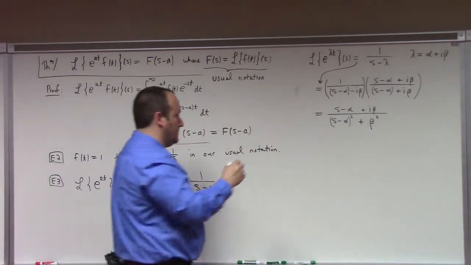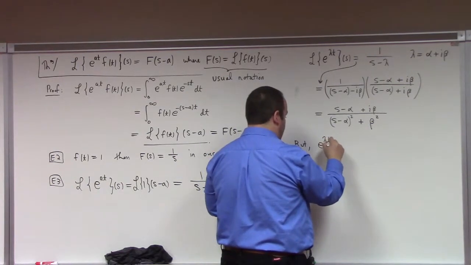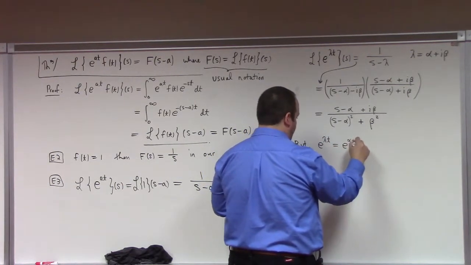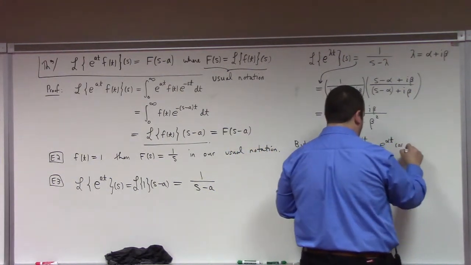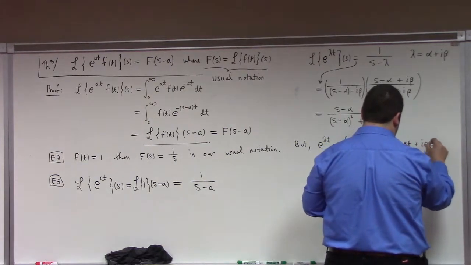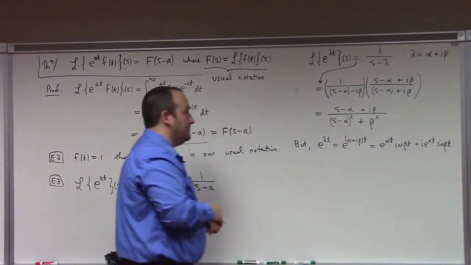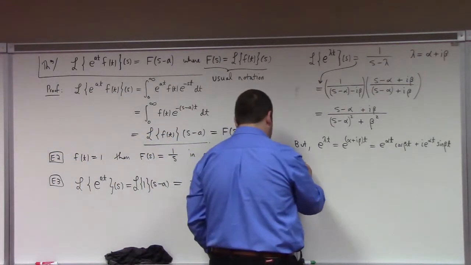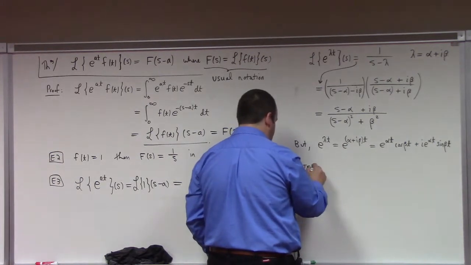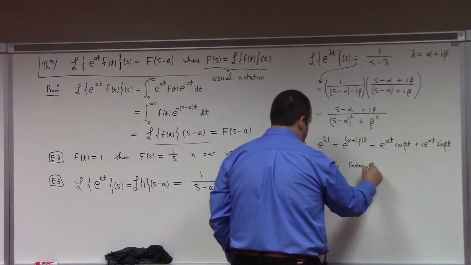But e to the lambda t is also equal to what? And one thing I have not yet said, but I probably should, is it's kind of important. L is a linear transformation.